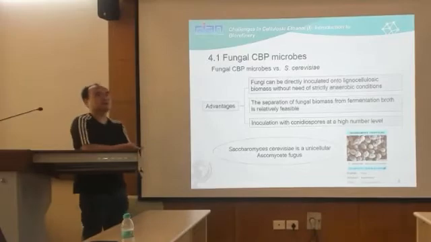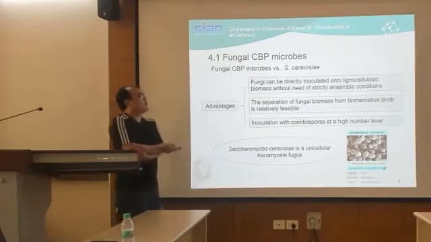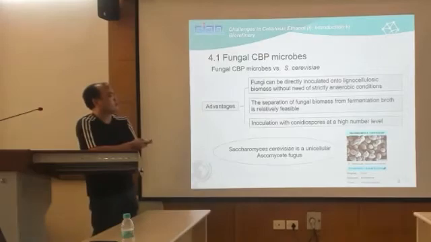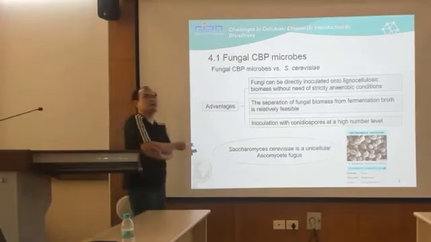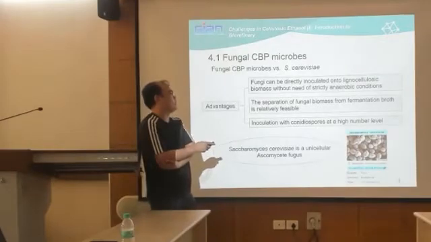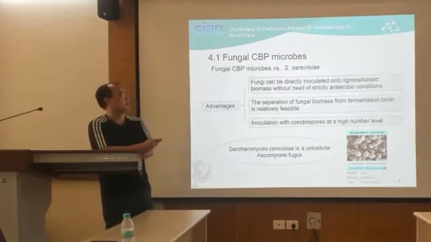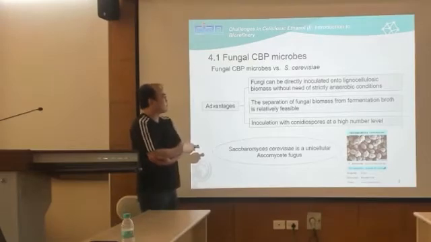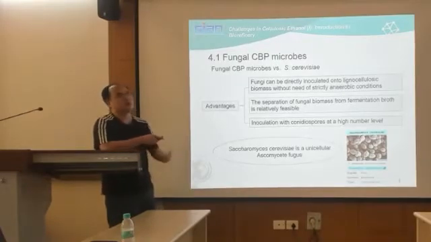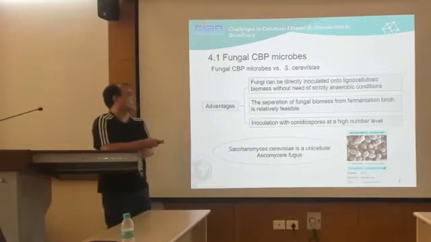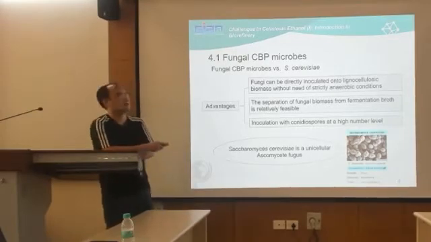Let's see the advantages of using fungi for the direct fermentation of cellulose. The fungi can be directly inoculated onto the lignocellulosic biomass because it produces a lot of spores. They do not need strictly anaerobic conditions, so we can use a normal fermenter. Sometimes we have to supplement it with oxygen. Another advantage is that separation of fungal biomass from the fermentation process is relatively simple, because the biomass of fungi is much larger in size than bacteria.